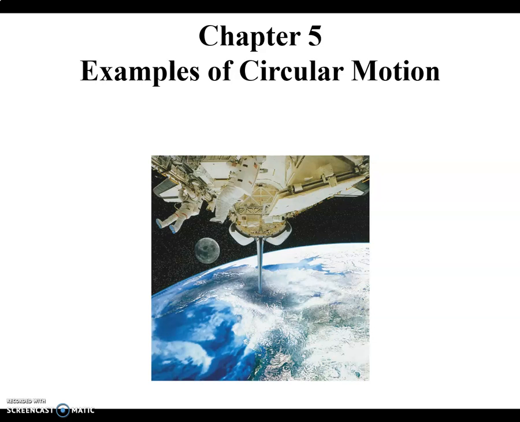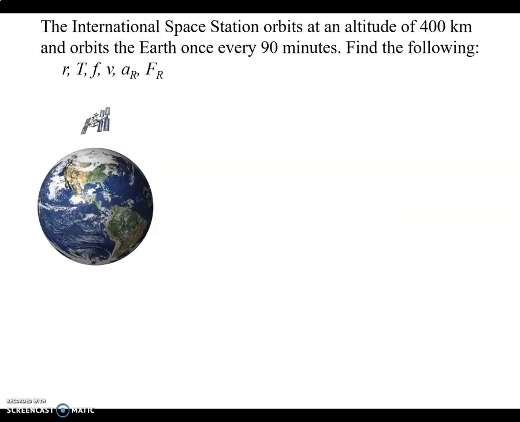Let's look at a couple of simple examples of circular motion. First, let's take the International Space Station. The International Space Station orbits the Earth at roughly an altitude of 400 kilometers. Let's say that it orbits the Earth once every 90 minutes, which is just about accurate. We want to find the radius of rotation of the International Space Station, its period, frequency, velocity, centripetal acceleration, and centripetal force. All right, let's start off with the radius.